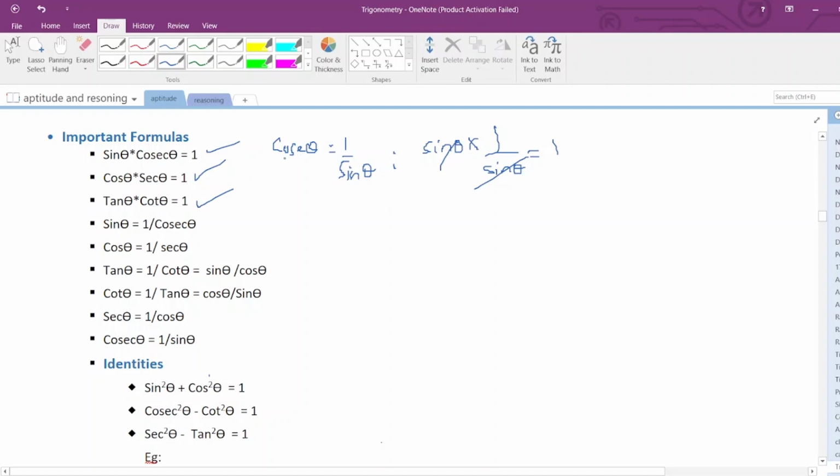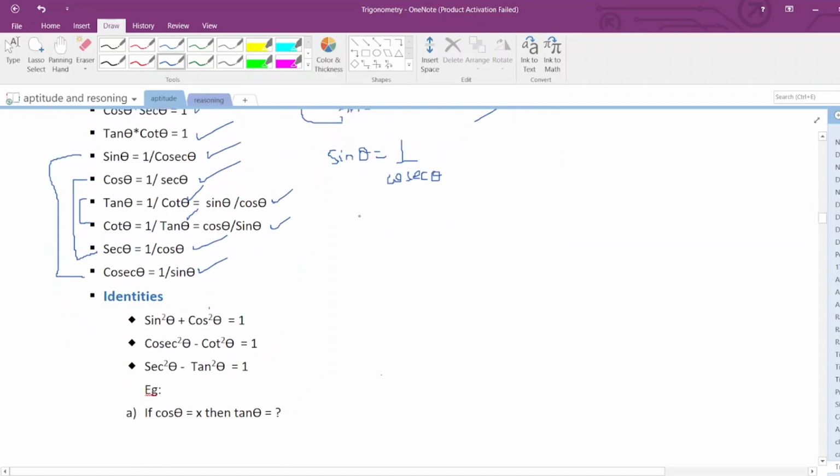As we discussed, cosecant theta is equal to 1 by sine theta. So sine theta is also 1 by cosecant theta. In the same way, cos theta is equal to 1 by secant theta. And tan theta is equal to 1 by cot theta, which is equal to sine theta by cos theta. Also, cot theta is equal to 1 by tan theta, which is equal to cos theta by sine theta. And secant theta, as we discussed previously, is 1 by cos theta, and cosecant theta is equal to 1 by sine theta. Exactly opposite.